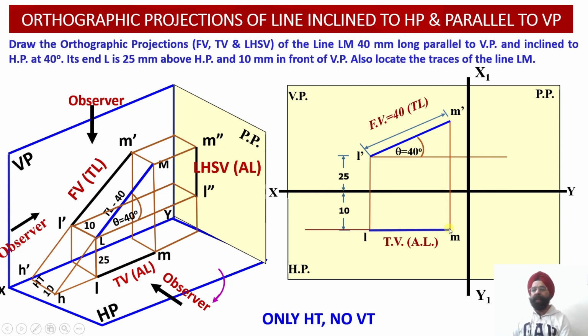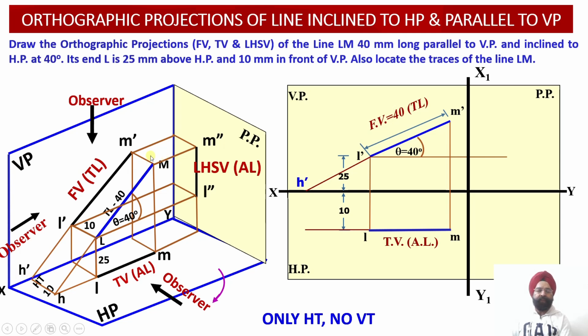So we have been able to obtain the front view projections of this particular line and the top view projections, and now we are required to evaluate the horizontal trace of this line. In order to obtain the horizontal trace of this line, please check the procedure. Here we have obtained the front view projection of this line, L dash M dash. So we are required to extend this projection L dash M dash in such a way that it intersects with the XY reference line at a point H dash.